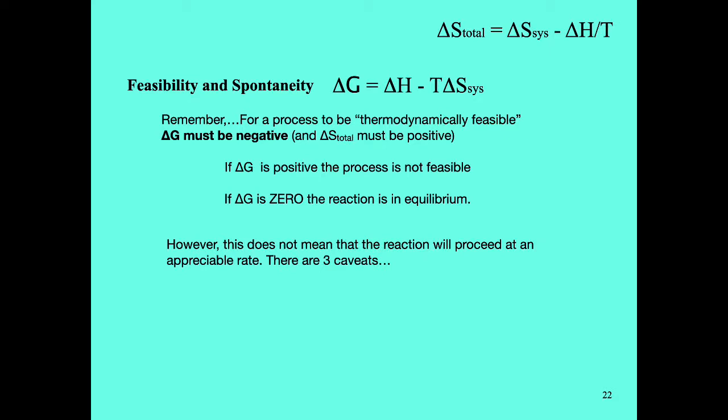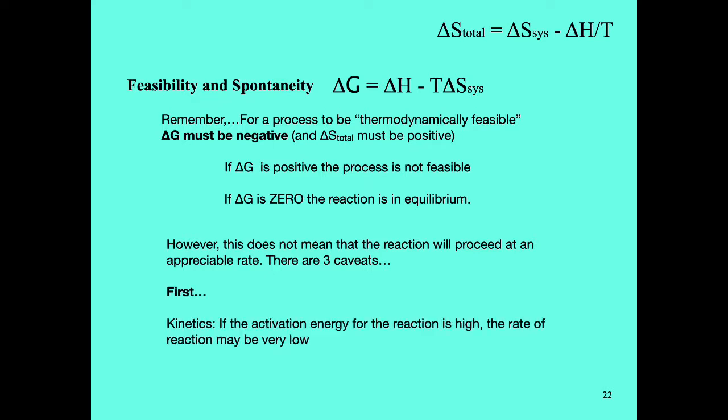But just because delta G is negative, it doesn't mean that a reaction is going to happen, that a process is going to take place. There are three caveats we must consider. The first one is that if the activation energy is high, then the rate of reaction may be very low. So even if delta G is negative and the reaction is thermodynamically feasible, it might proceed at a very low rate because of a high activation energy.